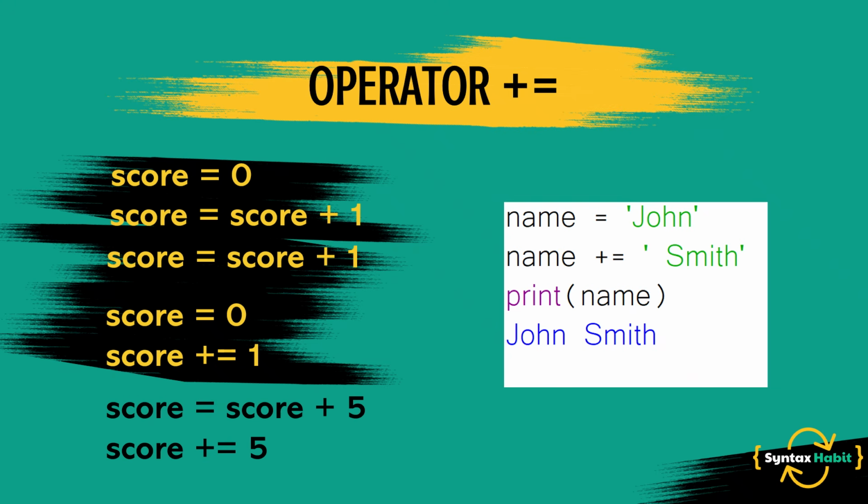The number doesn't have to be 1. We could increase the score by 5. So score plus equals 5. The amount you add depends on what your program needs. Notice that plus equals isn't limited to numbers. Here we are using it with strings to add more text to the existing value.